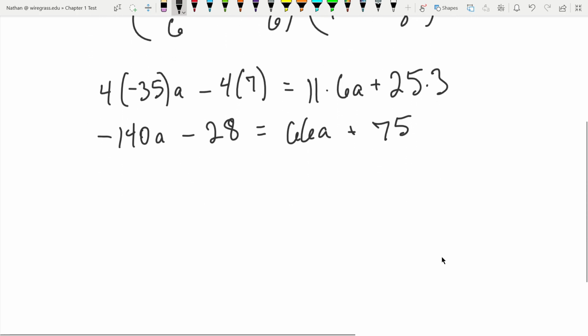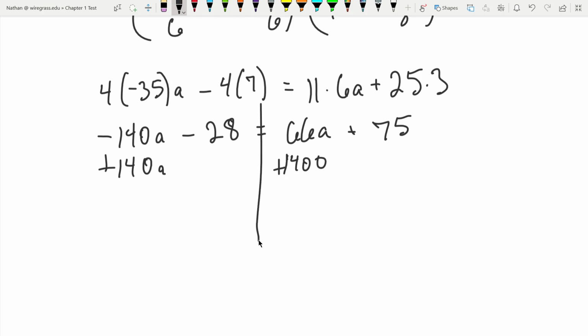All right. Now we can get a by itself. I'm going to add the 140 just so it's not negative. Or do the one side to the other side, right? That's going to cancel it here, and going to give me the a on this side. 140 and 66 is going to be 206a.